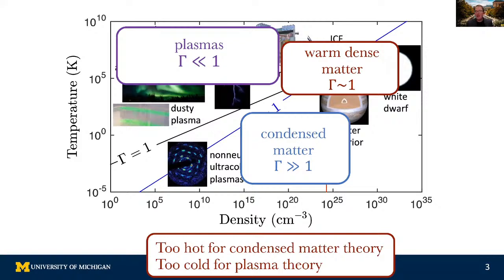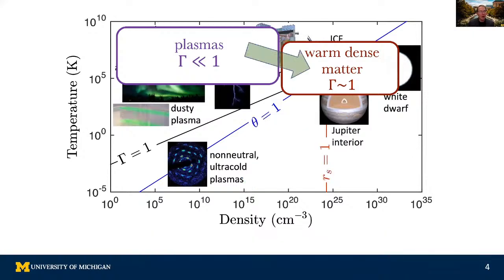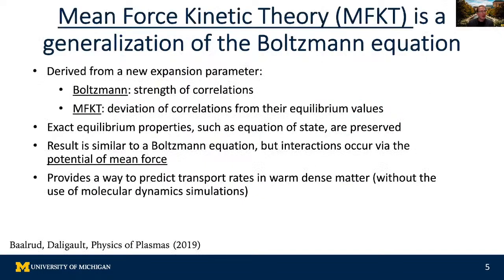It arises in the interior of stars and giant planets, as well as high-pressure laboratory experiments and inertial confinement fusion experiments. It is too dense for plasma theory to apply, but too hot for condensed matter theory to apply. Our research attempts to generalize plasma theories to describe the material properties of warm dense matter. Mean force kinetic theory is one such approach.